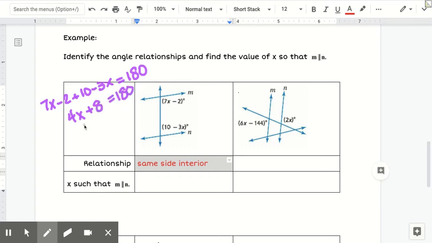And again, we could use the division property to divide out a 4 from everything. So this would be x plus 2 equals 45 again. 180 divided by 4 is 45. And then subtract 2 from both sides. So we would get x is 43. So for this first one here, I've got x is 43.